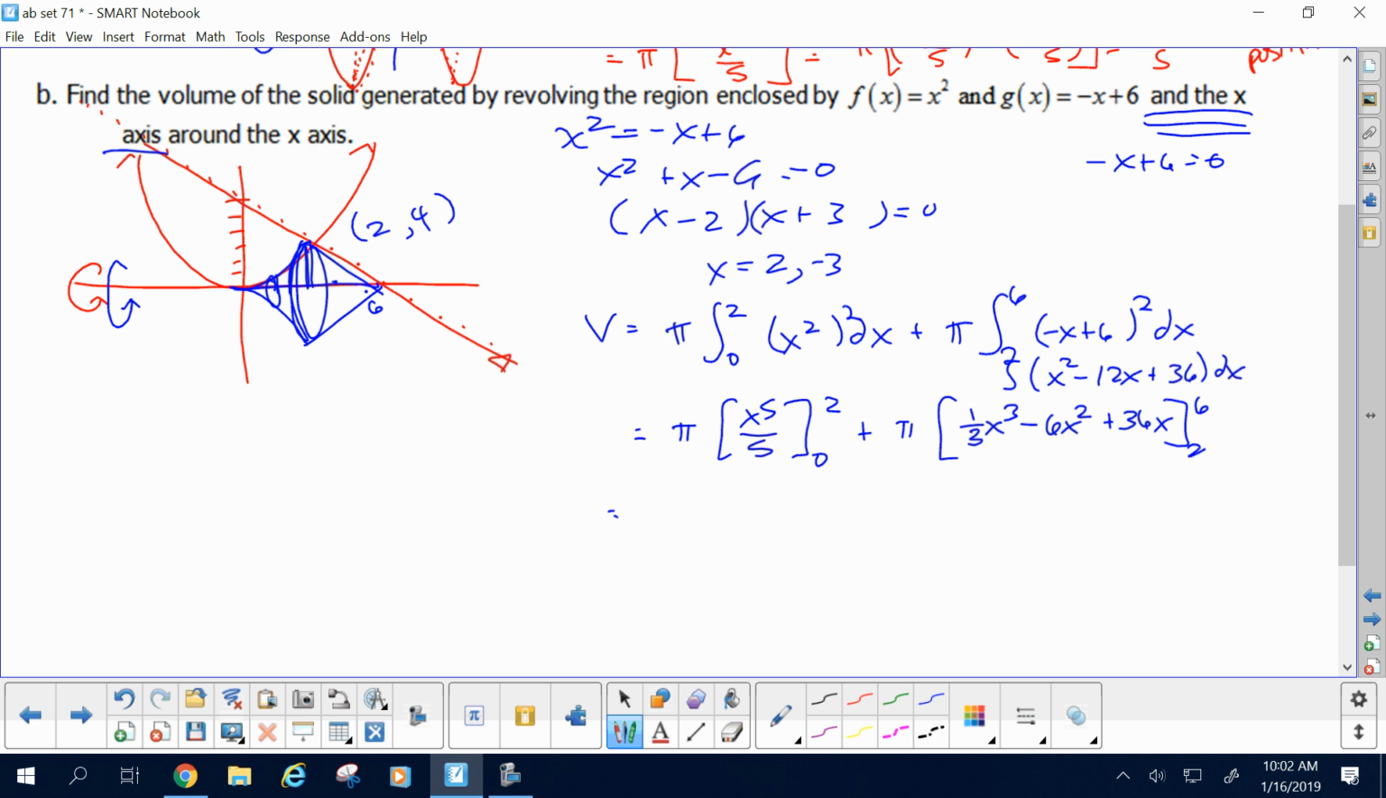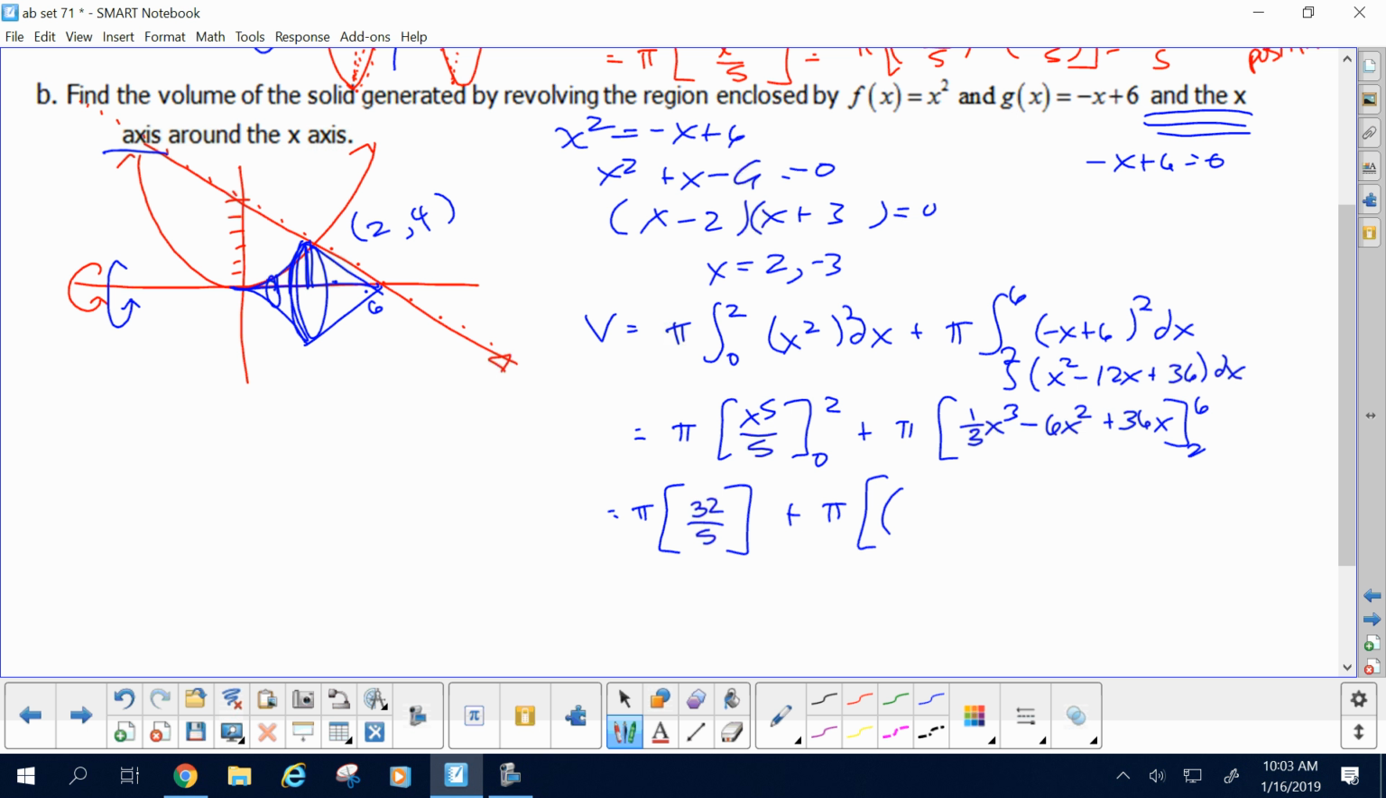Cool. All right, here we go. Pi. You could have a grand pi out all the way up front. I'm putting pi in front of each, but you could put a pi up front of the whole thing, whatever you want. What do we get in the first evaluation? 32 over 5. All right, cool. Plus pi. This one's going to require the fundamental theorem with 2 evaluations.